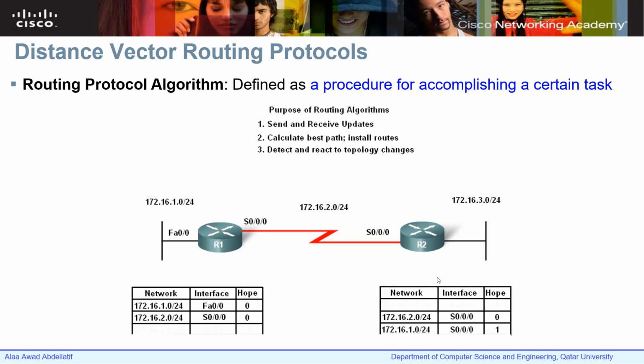As I told you before, this chapter contains many definitions and many functions, but it's important to know all the definitions and all the functions for each definition. A routing algorithm is a protocol or a procedure used to achieve a certain task, and the main task here is to select the best path and perform the routing. This routing algorithm contains three main functions: send and receive updates, calculate the best path, and detect and react to any change in the network. Okay.